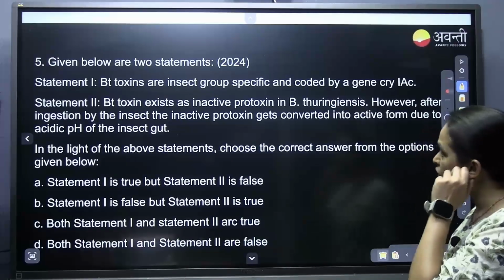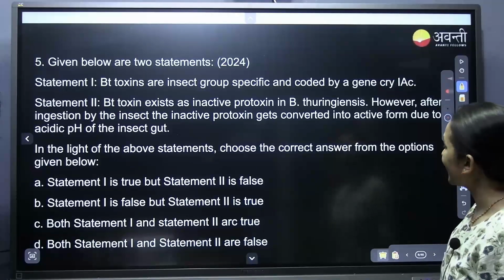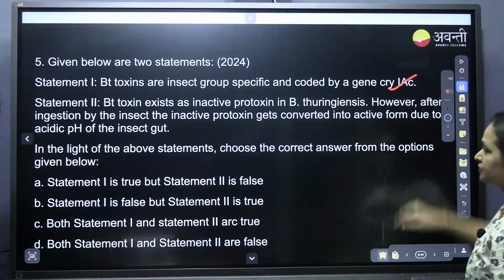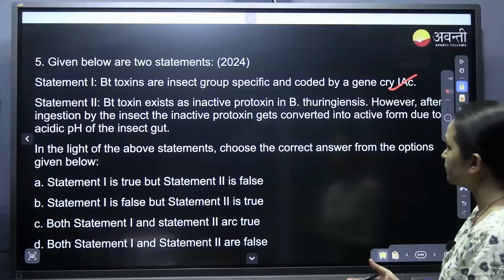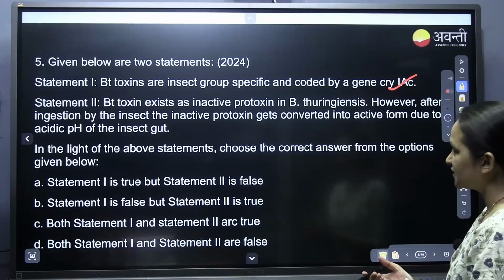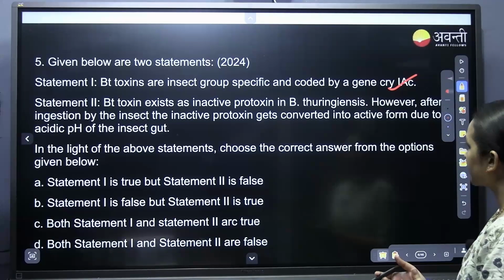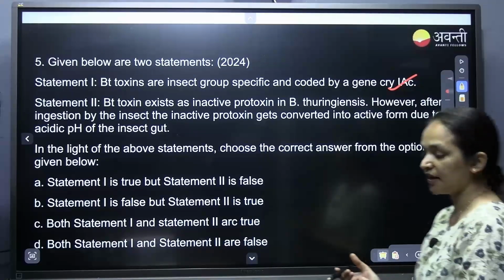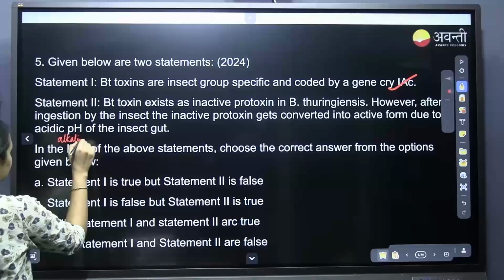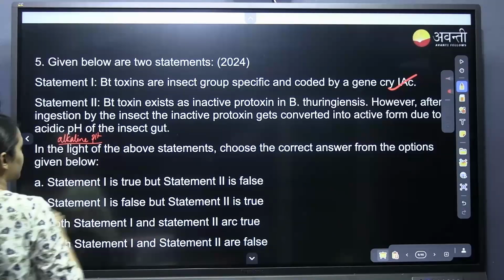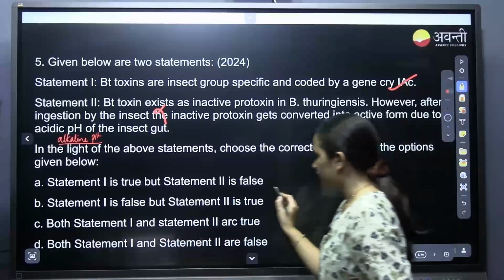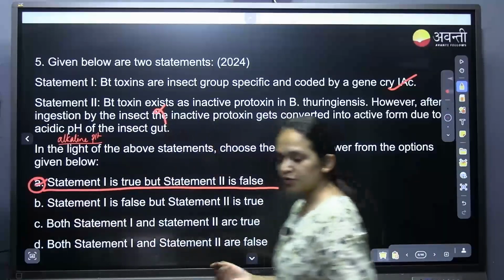Given below two statements: Bt toxins are insect group specific and coded by the gene Cry1Ac. The Bt toxin exists as inactive protoxin in Bacillus thuringiensis. However, after ingestion by the insect, the inactive protoxin gets converted into active form due to the acidic pH of the insect gut. Is it acidic pH? No, this is alkaline pH, not acidic pH. So statement 2 is wrong. 1 is true, 2 is false. Again, option A is the correct answer.